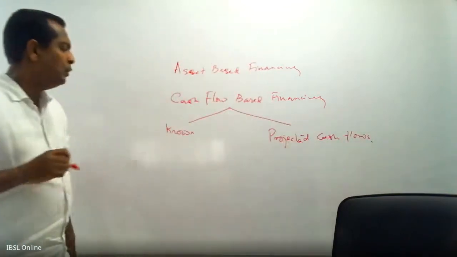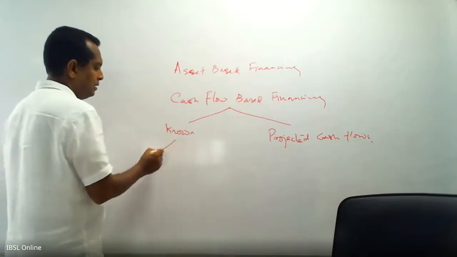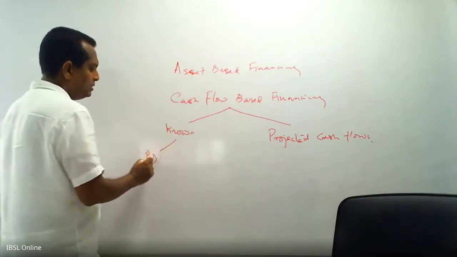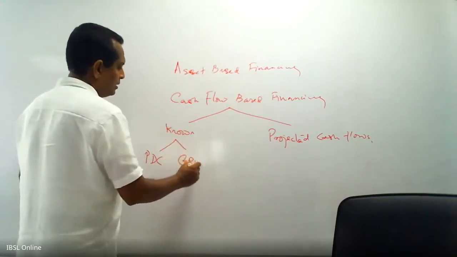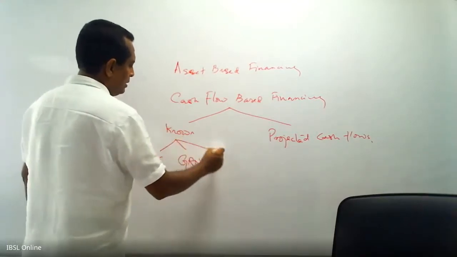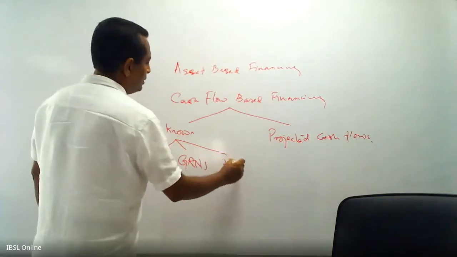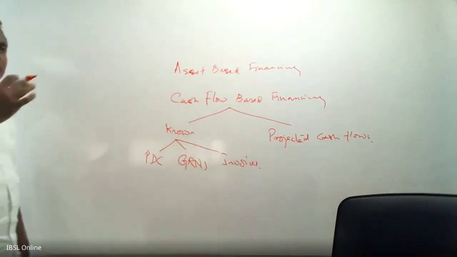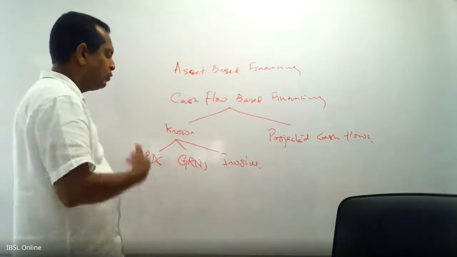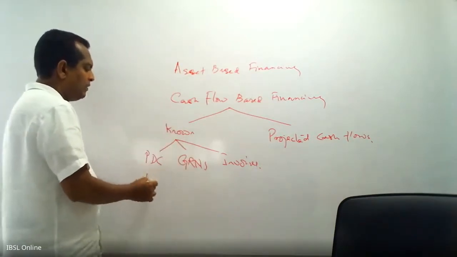right? Known cash flows are what? Post-dated checks, GRNs, invoices, those things. We know that within 10 days or 15 days or 90 days, we will get 1 million.